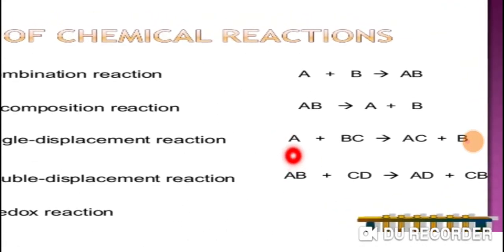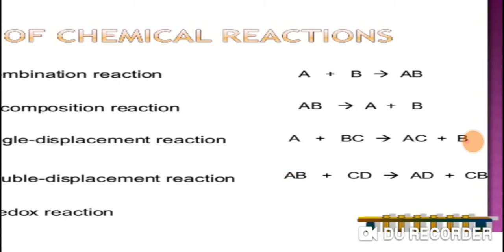Single displacement, in which A is an element and BC is a compound. When a combination reaction of these two takes place, A will react with this compound to form AC, and the change in position of B will take place, and that will be another individual product on the product side. So this is known as a single displacement reaction.